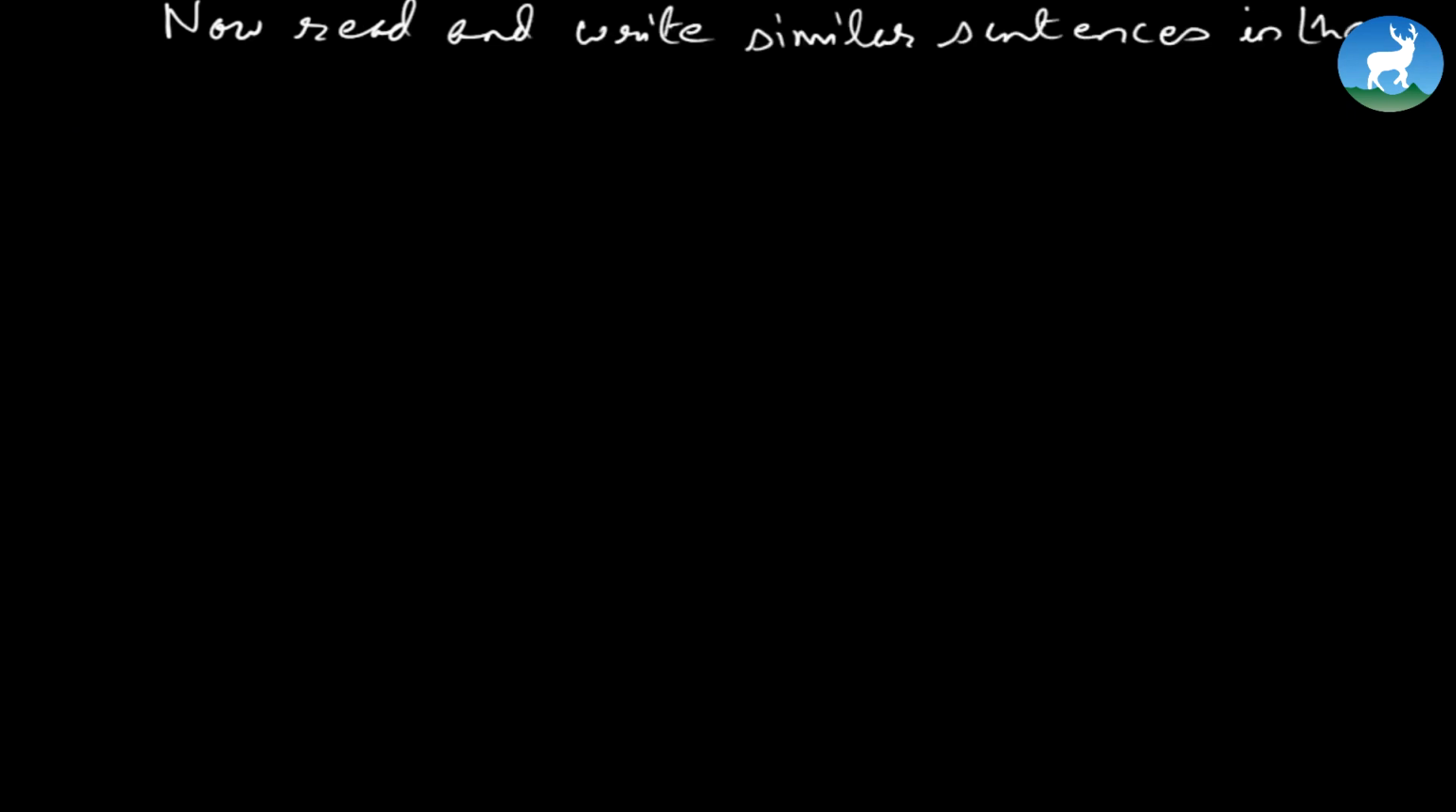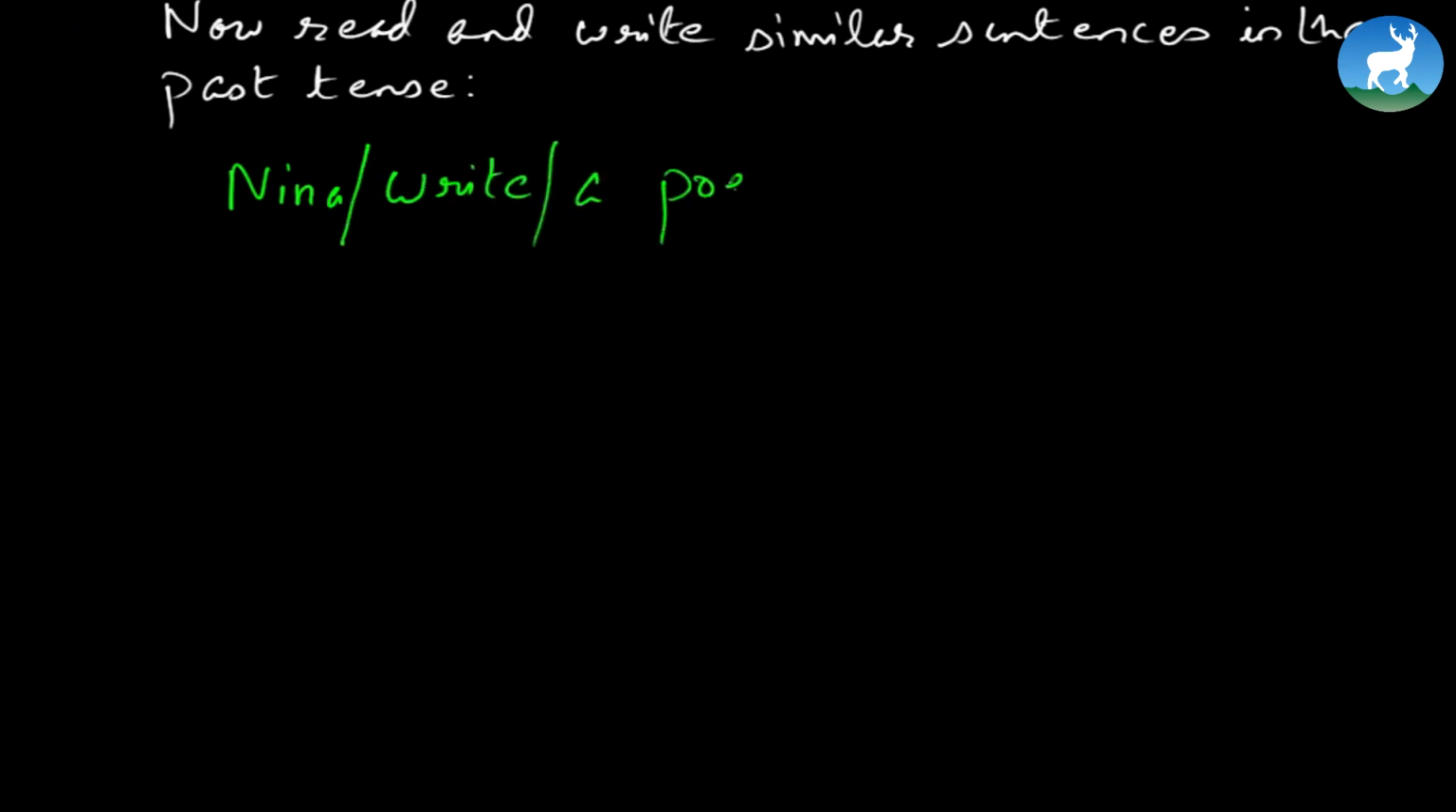Now read and write similar sentences in the past tense. Here are certain words given: Nina, write, a poem. And all four forms of tenses, we're going to write it down, okay? And both positive and negative, by the way. Positive sentence, and here again, negative sentence.